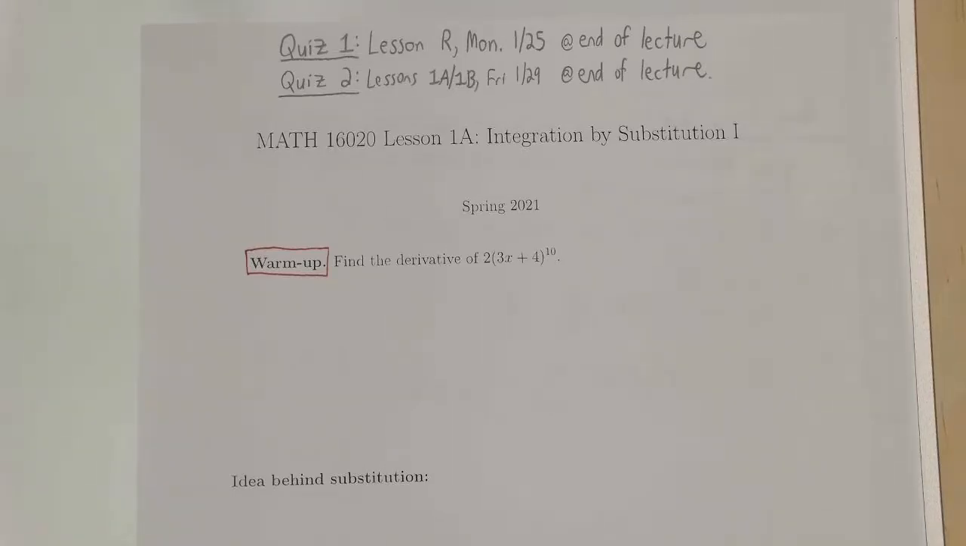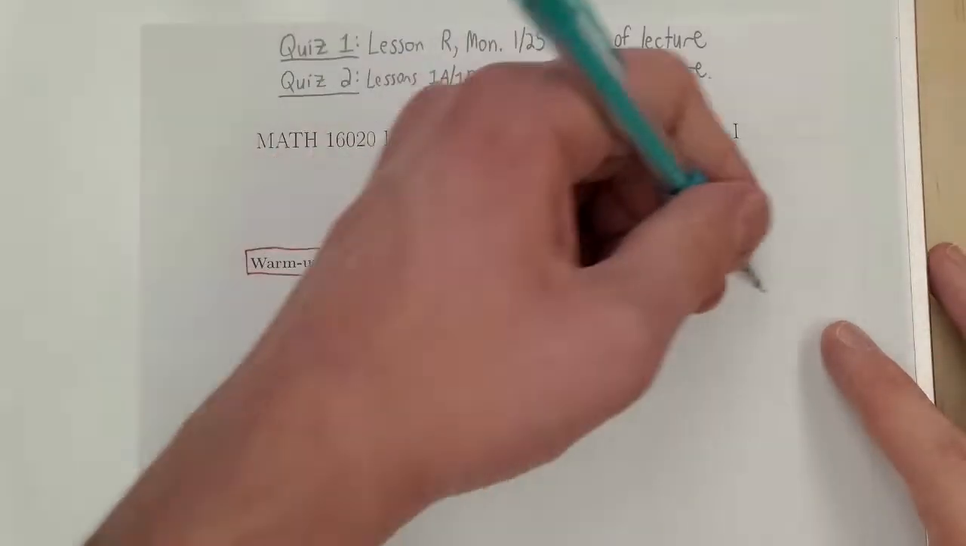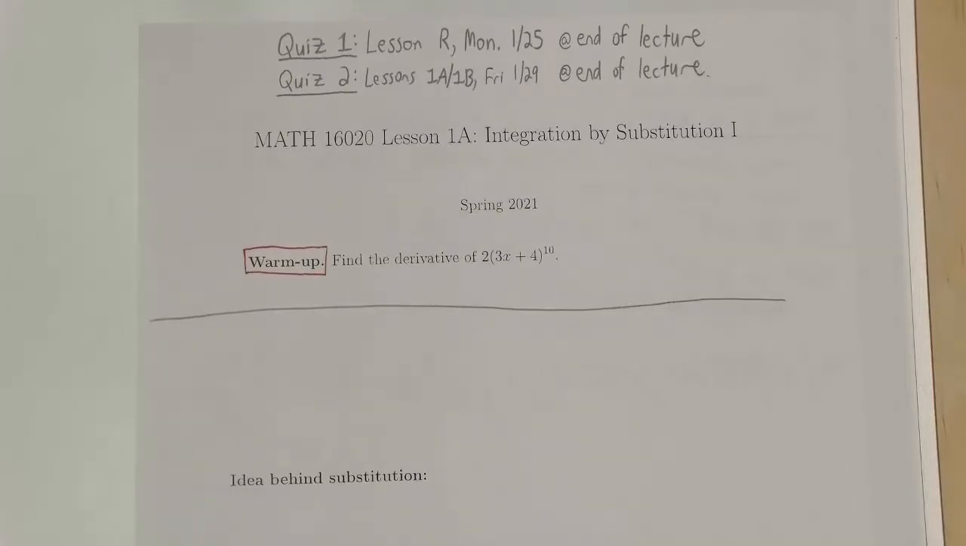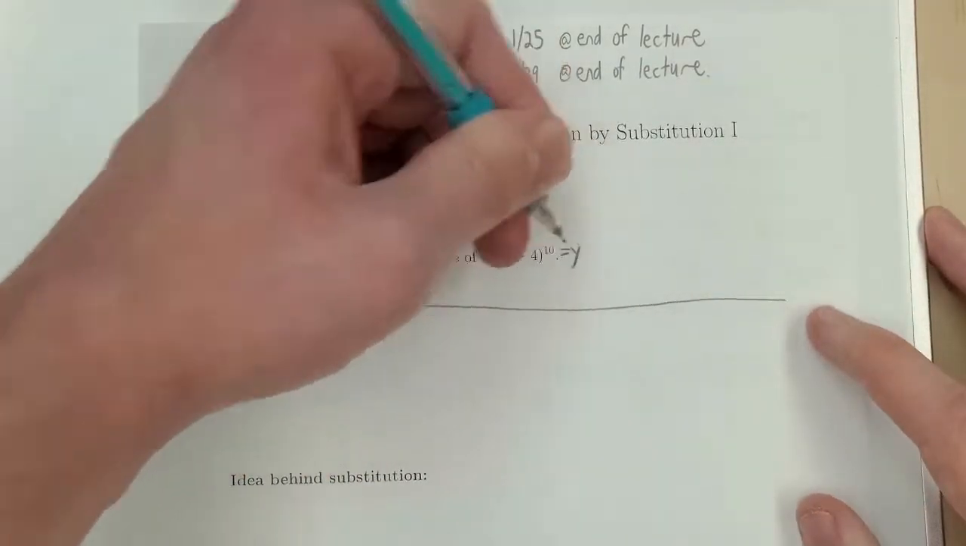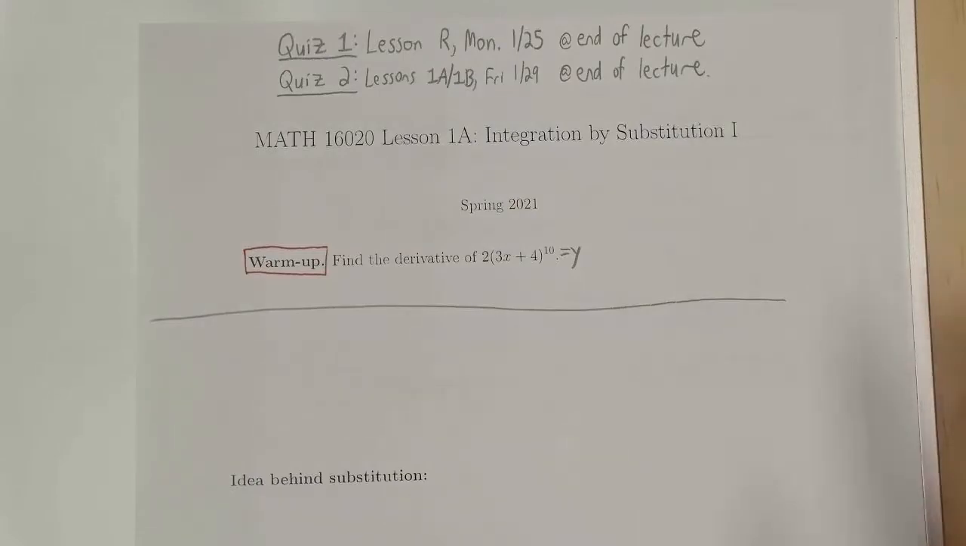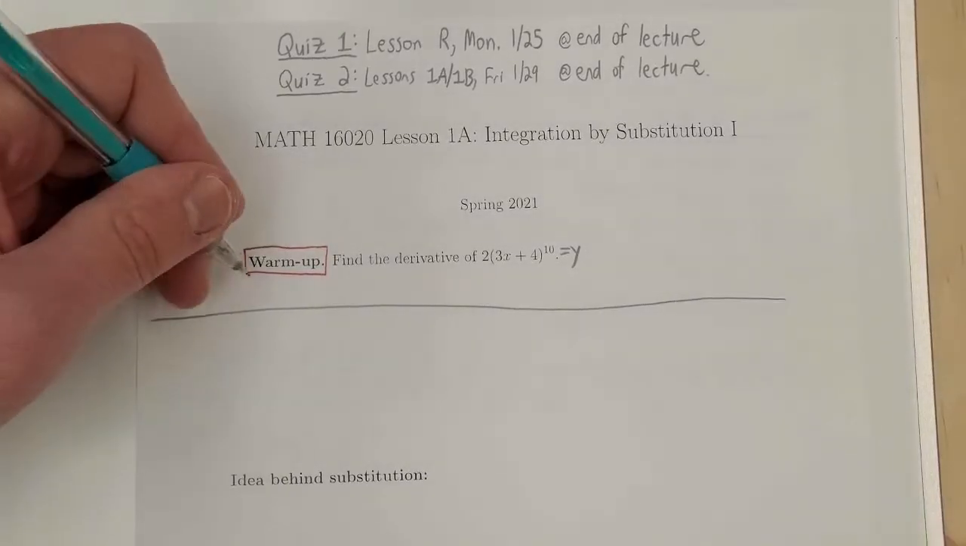Okay, so, for those of you that did the warm-up, the premise was I asked you to just find the derivative of 2 times (3x plus 4) to the power of 10. So I'm just going to let this equal y. For those of you that did the warm-up, what did you end up with? I ended up with 60 times the quantity 3x plus 4 to the 9th power. I like that answer. It's a good answer. So let's talk about it.